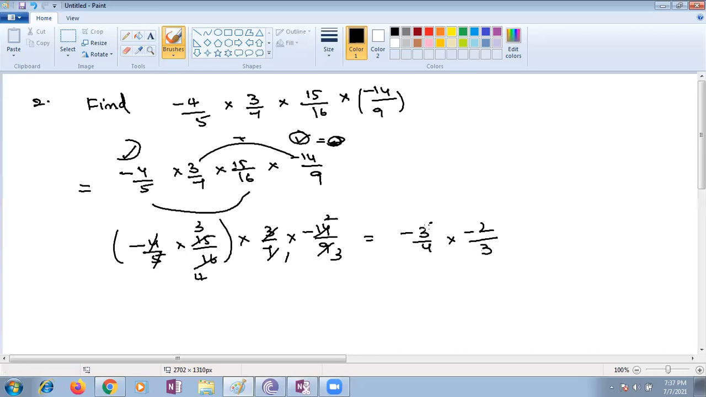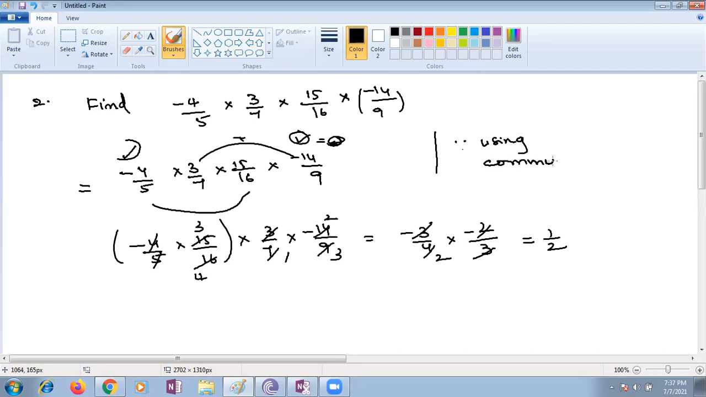Is any cancellation happening here? 3 ones are 3, 2 twos are 4. So minus into minus is plus, and it becomes 1 by 2. In this case, which properties are we using, children? Commutativity and associativity, both.